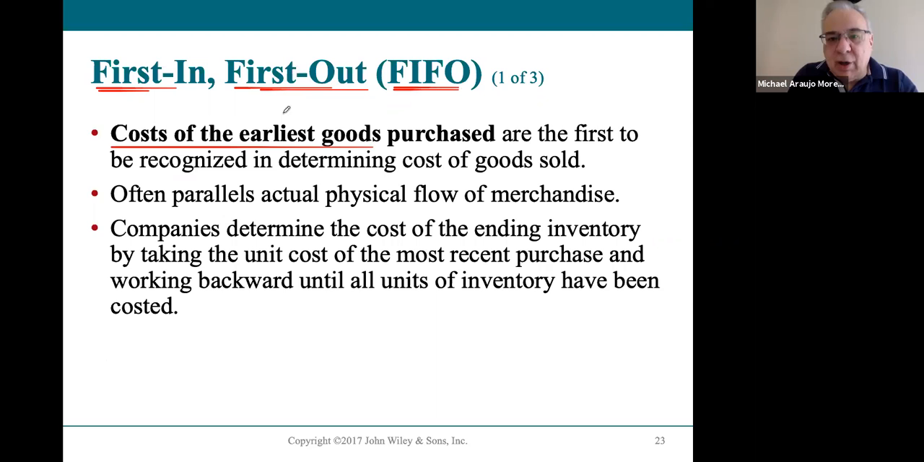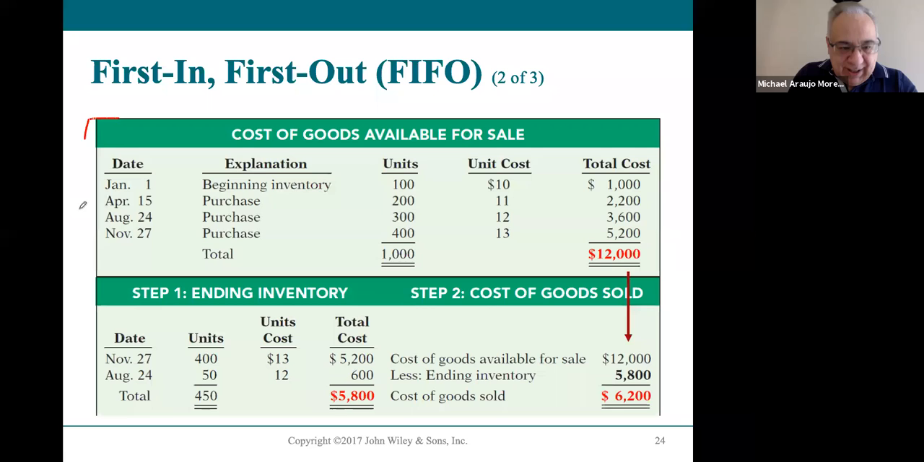That's the first out part. So let's go back to our list. Again, if you don't have a list in front of you, none of this is going to make sense. Which ones are the first ones on the list? Well, the first items on the list are from January 1st, beginning inventory. All right. So under FIFO, the first ones in are the first ones sold. So these 100, we sold 550, remember. So these 100 units have been sold as part of the 550.